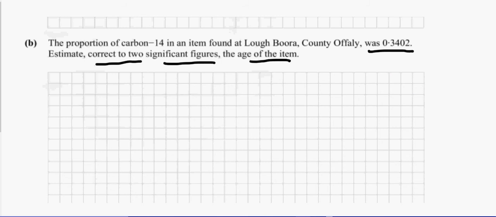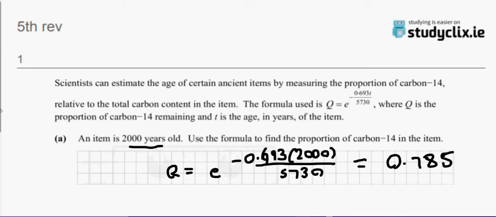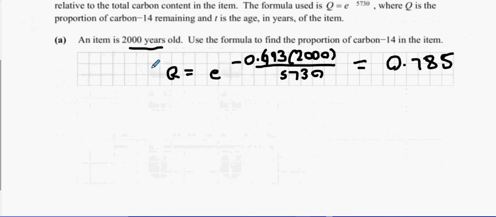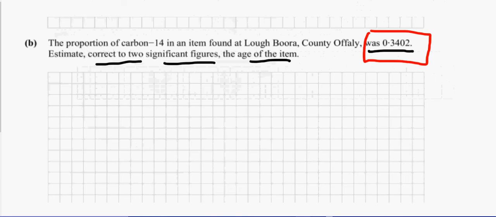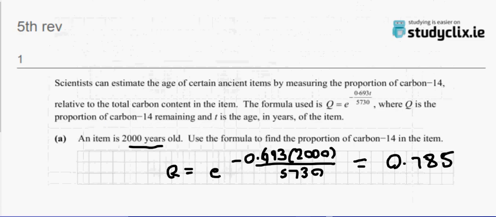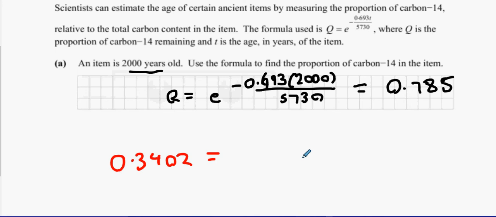We're going to take this number here, which is 0.3402, and bring it to the left, and use this formula here. So we're going to get 0.3402. Memory of a goldfish. There we go. Right, that's the Q value. So what's the equation? E to the power of minus 0.693t over 5730. What's the goal of the question?